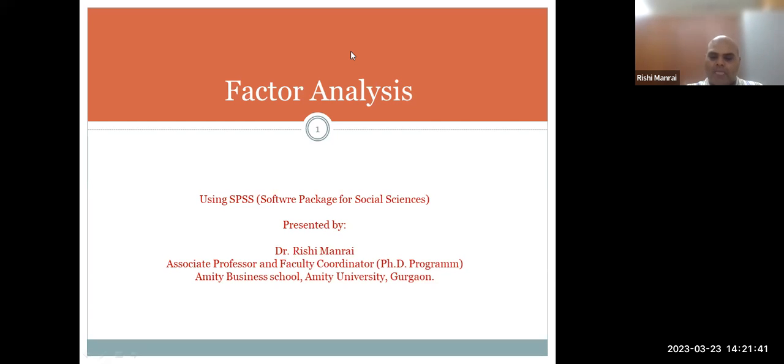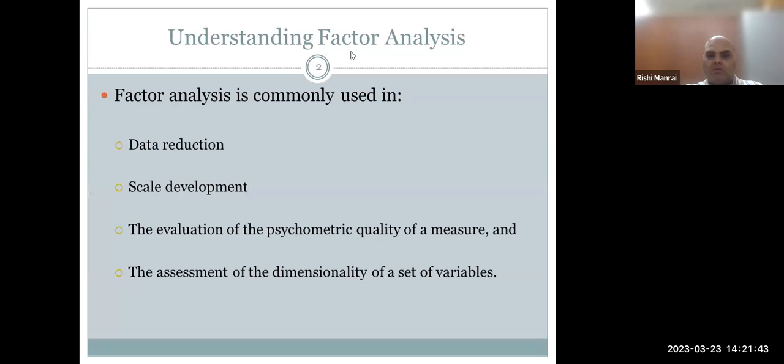So if we talk about the understanding of factor analysis, it is commonly used in, number one, data reduction. Second, scale development. Can anybody tell me what scale development is? Has any one of you undertaken a project or done research on scale development? Yes, anyone?